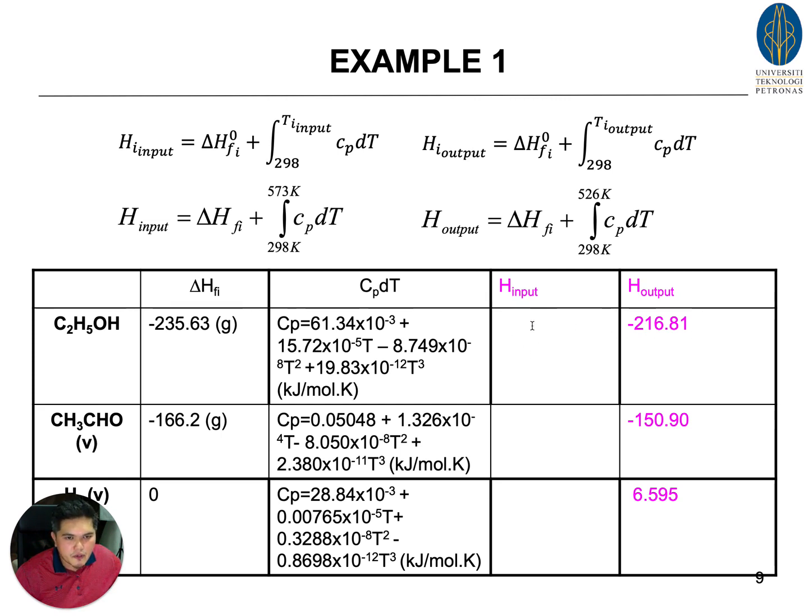I would like you to do the H input calculation on your own. H output is given for ethanol, acetaldehyde, as well as hydrogen. Why is there no heat of formation for hydrogen? Because it is an element, hydrogen is in its own elemental form, so there is no heat of formation. Similarly for oxygen and nitrogen, so the value is equal to 0. But for the others, you have to calculate. For H input for hydrogen, there is no hydrogen in the inlet, so this is 0 here.